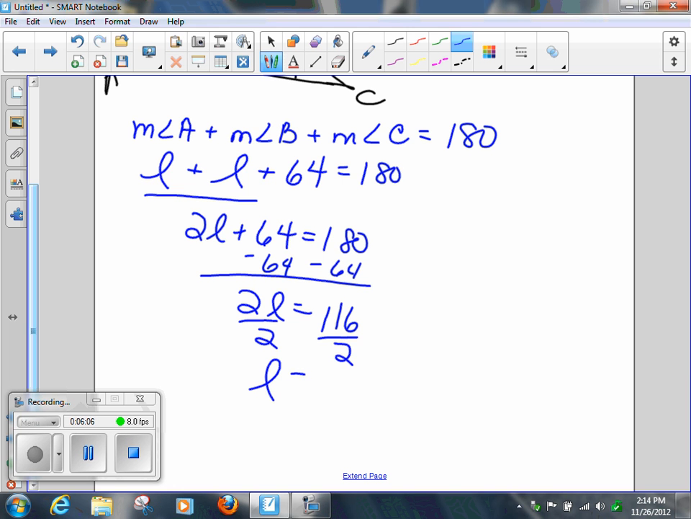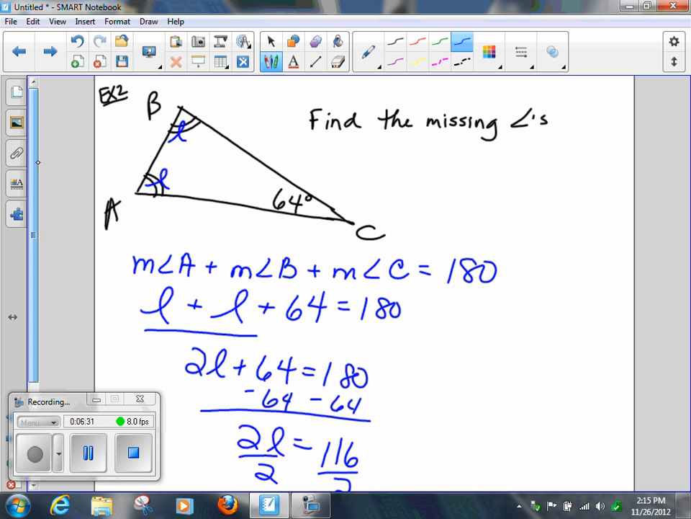So we get 2L is equal to... What's L going to be equal to? 58. What's that mean? What's 58? Both of those angles. Now, that's algebraically.